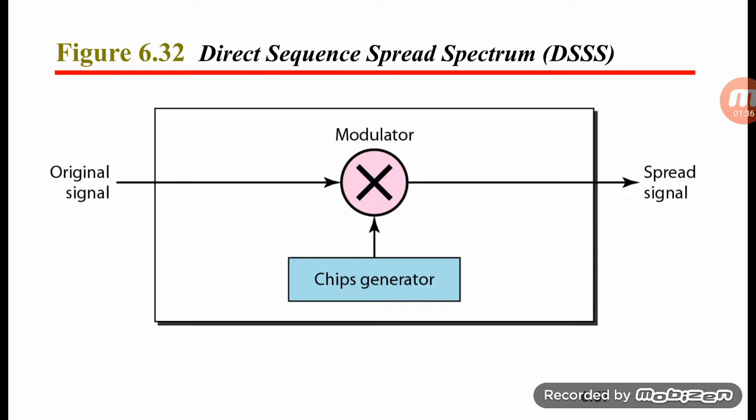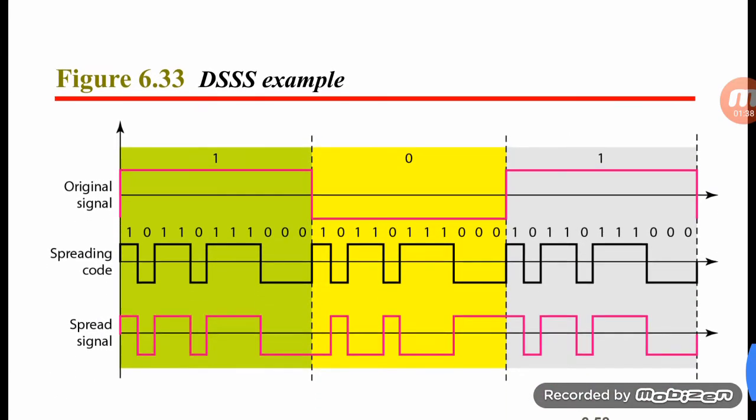This is an example. If your original signal is this one, the red signal, you can see this is bit 1, this is bit 0, and this is bit 1. And these are your chips. Why do we call them chips? Although they are bits, we call them chips because the bit duration of the original signal is much longer than the bit duration here. So they are very small. For each bit, how many chips do you have? 1, 2, 3, 4, 5, 6, 7, 8, 9, 10, 11. So for each bit you have 11 chips.